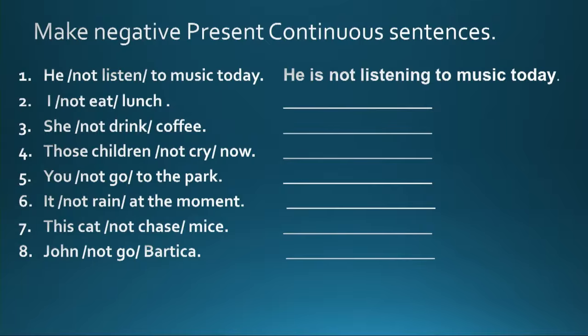Let's go on. Your next task is to make negative present continuous sentences. I did the first one for you. Let's look. He, in the slashes I have, not listen to music today. So how do you make that negative? He is not listening to music today. Now you have 7 to do by yourselves.